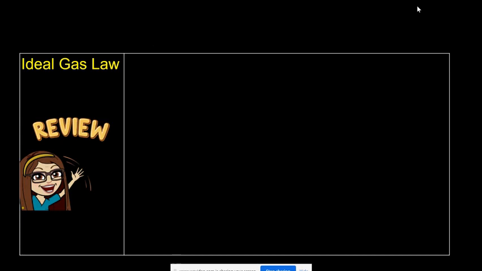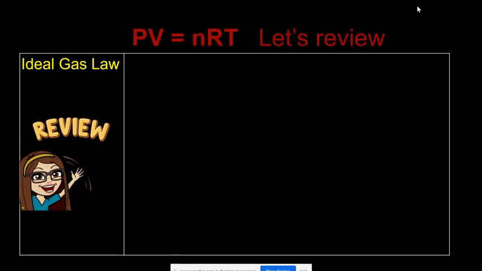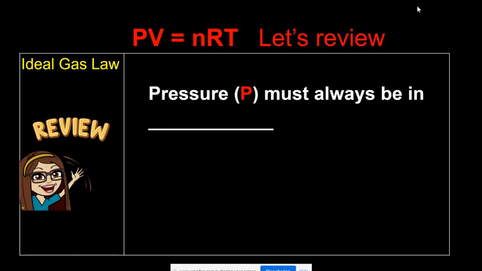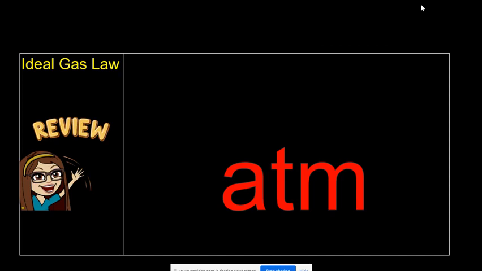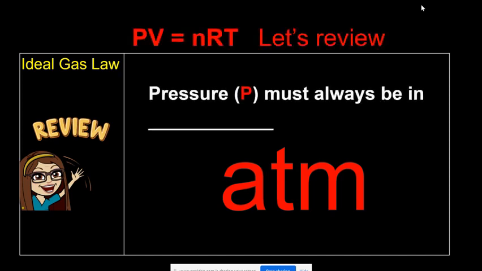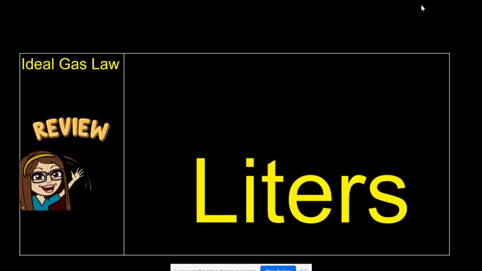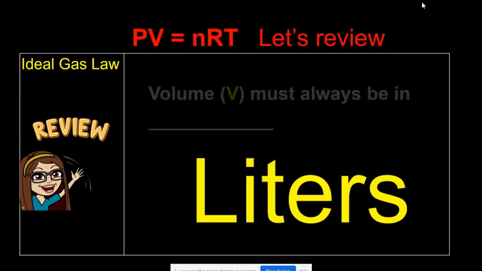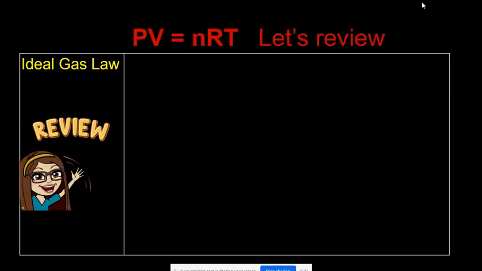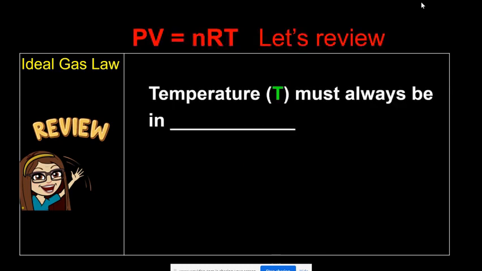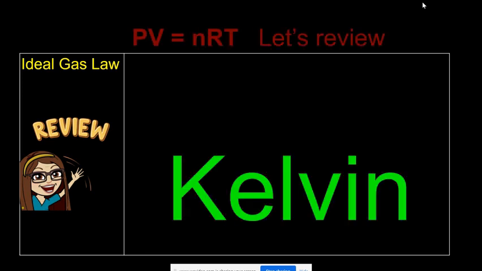So let's review and make sure that we've got our units in our head. So first of all, pressure must always be in atmospheres. Next, volume must always be in liters. Next, temperature must always be in Kelvin.